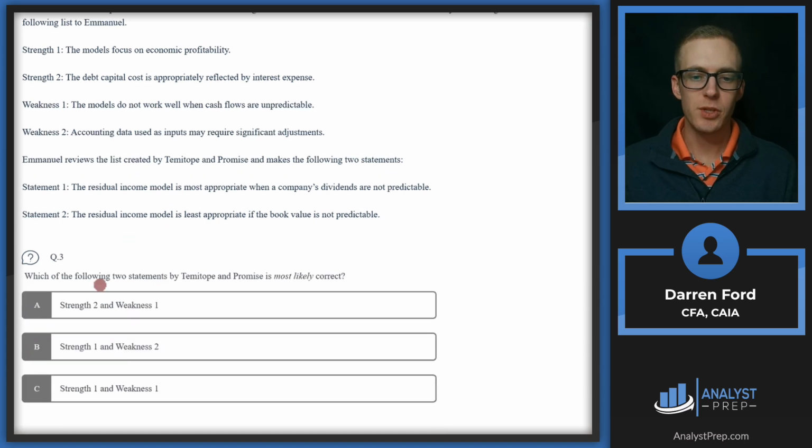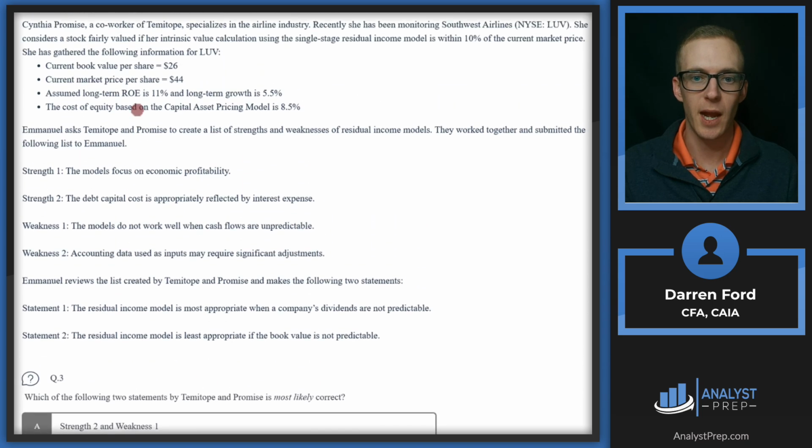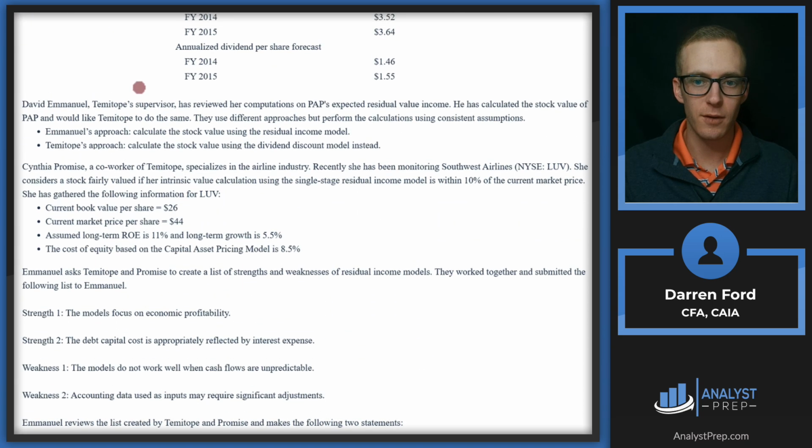Question 3. Which of the following two statements by Temitope and Promise is most likely correct? So we've got strength 2 and weakness 1, strength 1 and weakness 2, or strength 1 and weakness 1. So I can see those right here. It looks like we're going to be looking at these statements and figuring out which two are correct. We last left off at the exhibit though, so let's start reading here just to make sure we don't miss anything. David Emanuel, Temitope's supervisor, has reviewed her computations on PAP's expected residual income.